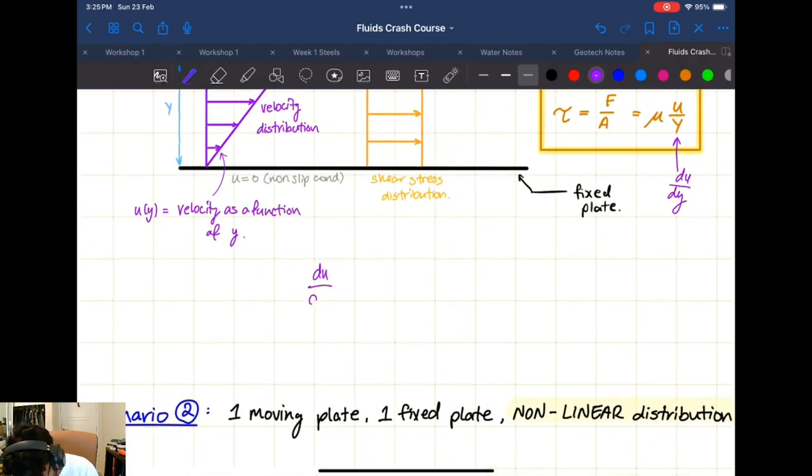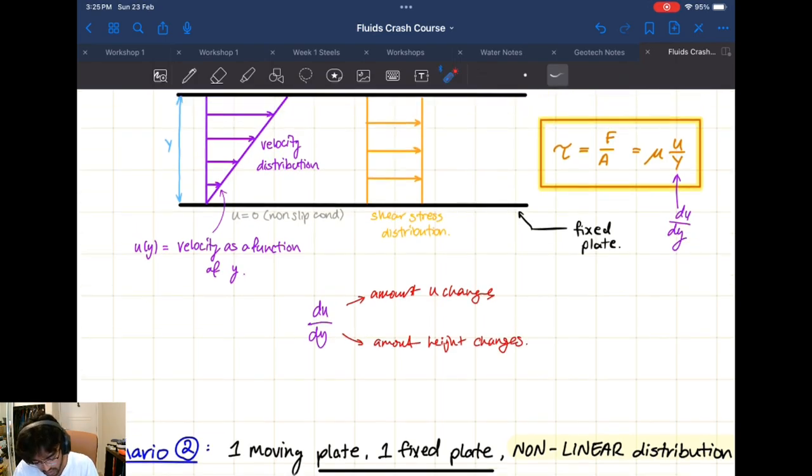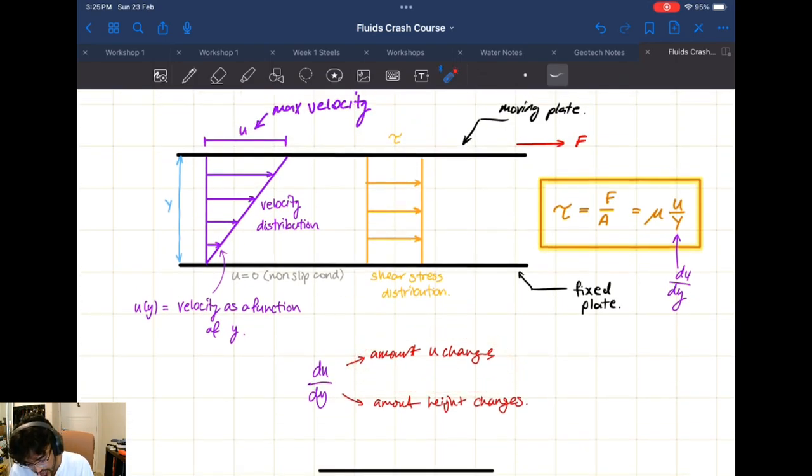So du over dy is the amount u changes divided by the amount the height changes. We can tell that the amount the velocity changes is from u to 0, so it's u minus 0, which is u. That's our rise. Our run is just going to be the height, the change in height. You can just think about it as the gap between the plates.